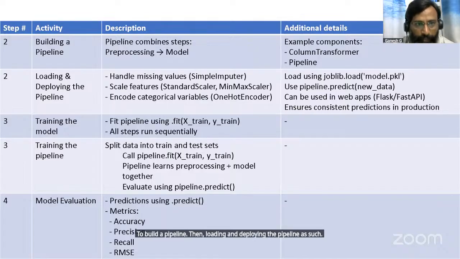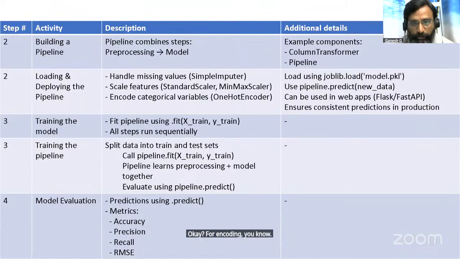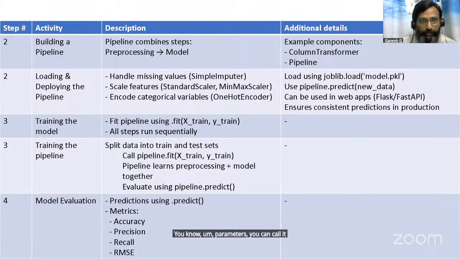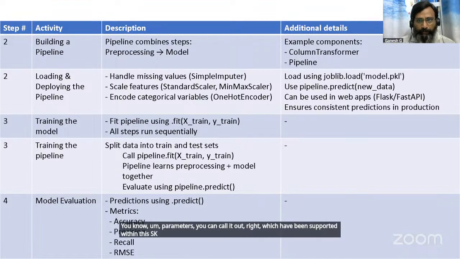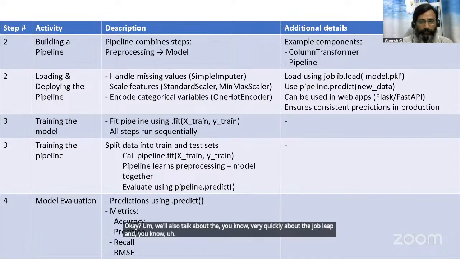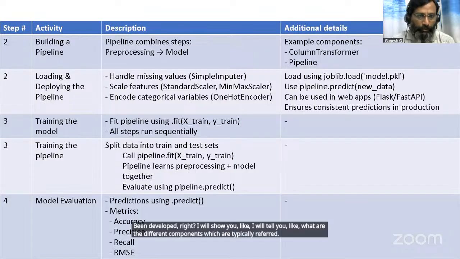There are different features that are supported in terms of scaling, right? You have a standard scaler or min-max scaler. For encoding the variables, you have one hot encoder. So there are different parameters you can call out, which are supported within this sklearn library. We'll also talk very quickly about joblib and pickle, which are basically used to save the model that has been developed. I will tell you what are the different components which are typically referred to, that you can also take a look at.